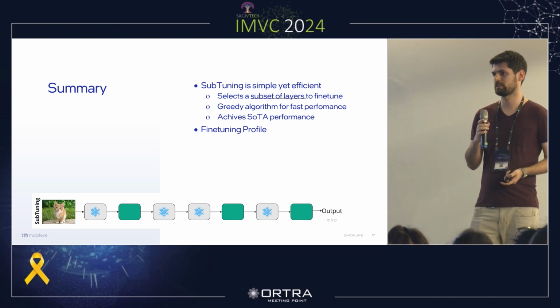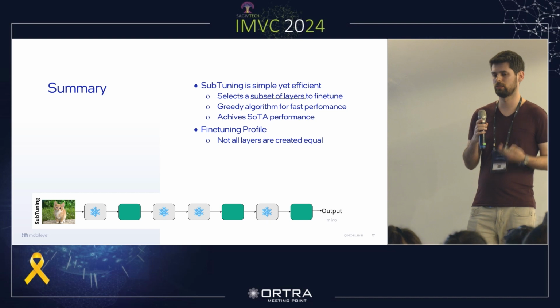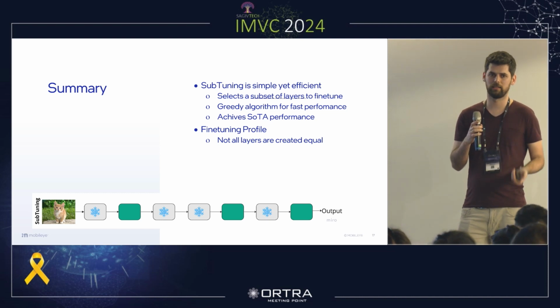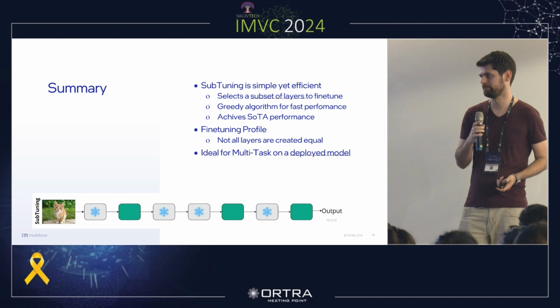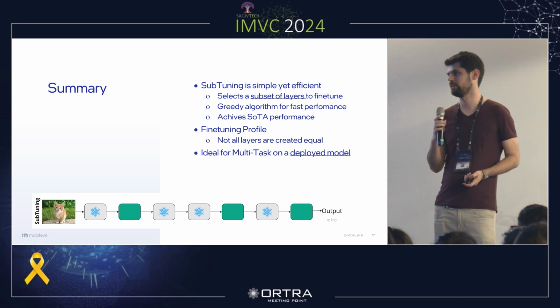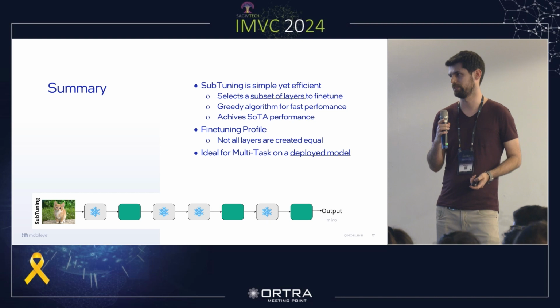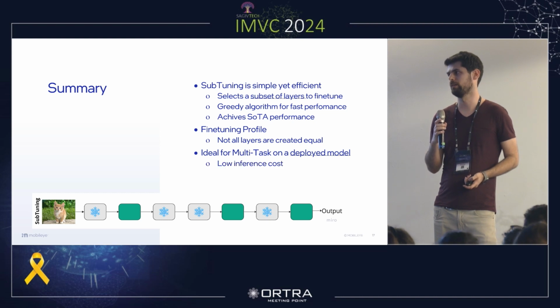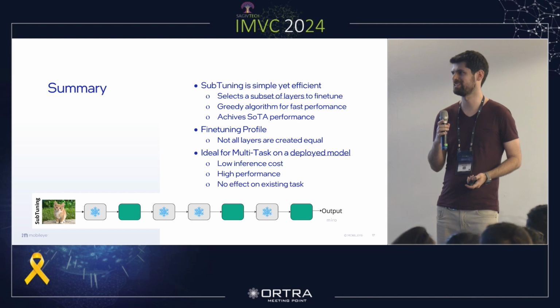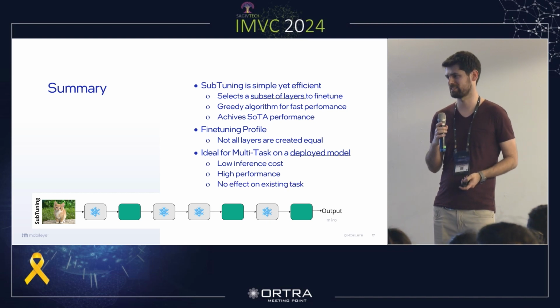The fine-tuning profile is something very important to understand: not all layers are created equal, and different layers affect the performance in different ways. And finally, it is ideal for multitask learning on top of a deployed model. It adds a low inference cost, high performance, and no effect on the existing task.